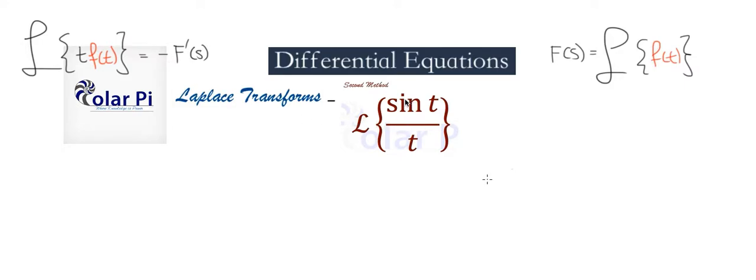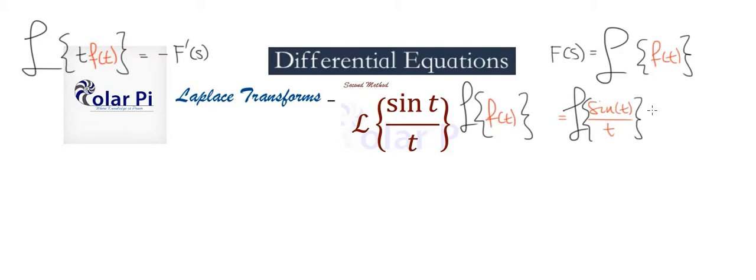Here, what we should do is take sine t over t to be f of t. That way, we could look at the Laplace transform of f of t, which is the Laplace transform of sine t over t, and that's what we want. Let's call that capital F of s. Then coming back to the left side, we could look at what would happen if we took the Laplace transform of t times f of t, where again f of t is sine t over t.